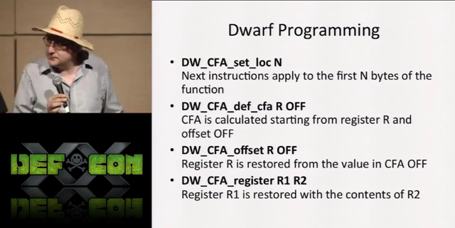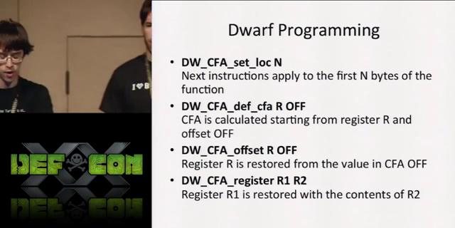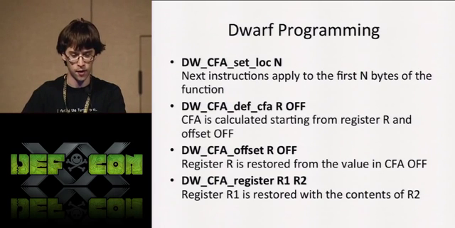So these are the basic DWARF instructions. This is what I talked about earlier with defining a CFA, a base for the frame, and it can be defined in terms of a register and an offset from that register.